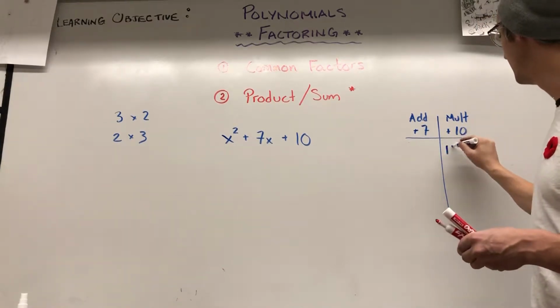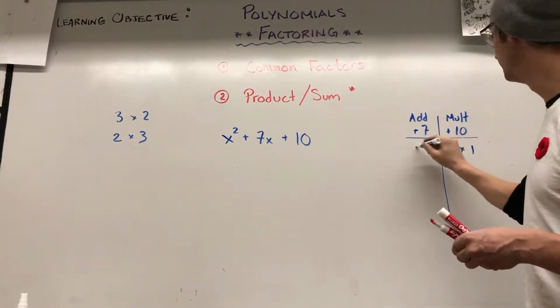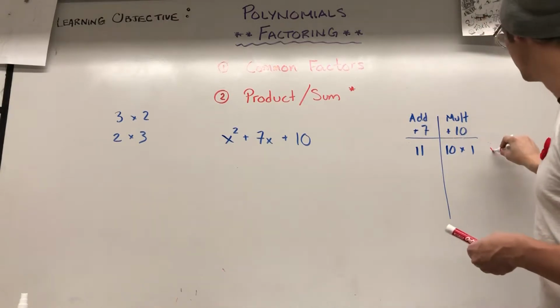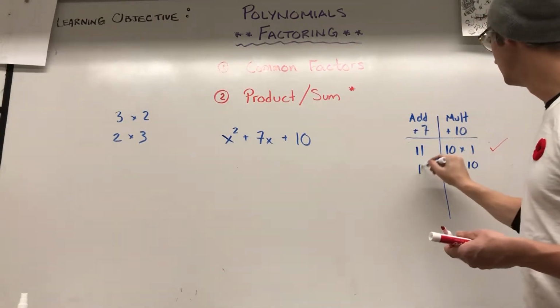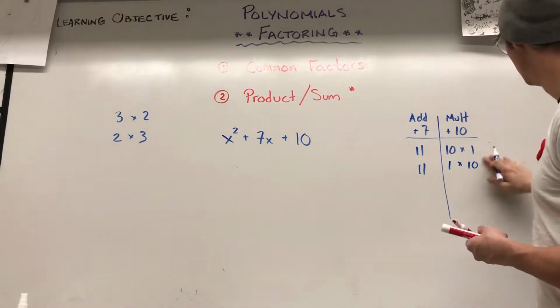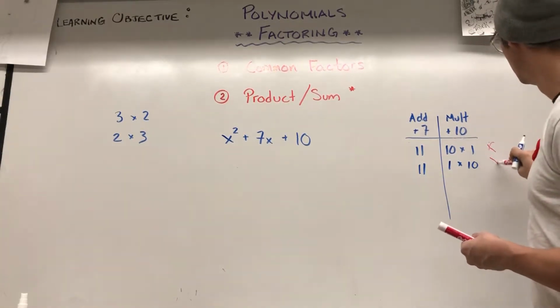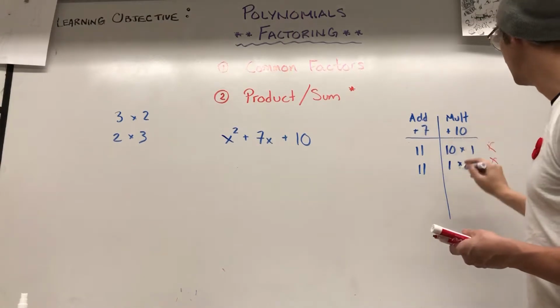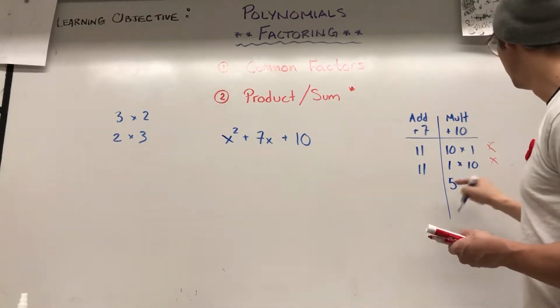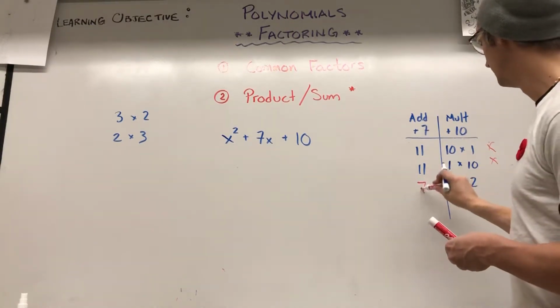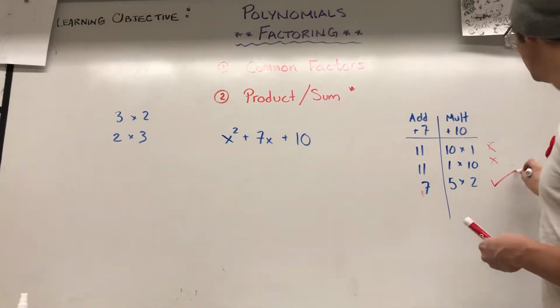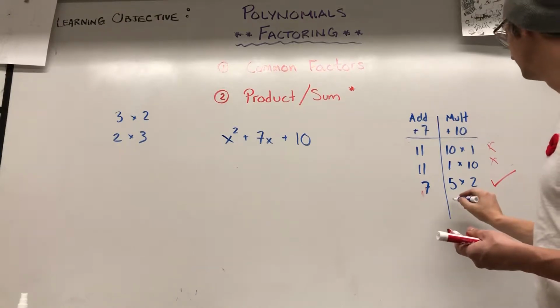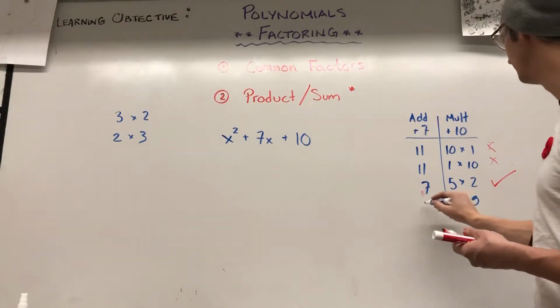So let's start. Multiplying to 10, 10 times 1. 10 plus 1 is 11. No good. 1 times 10, same thing. No good. What else makes 10? 5 times 2, 5 plus 2 is 7. Ding, ding, ding. And it doesn't matter what order, 2 times 5 will give 7 as well.